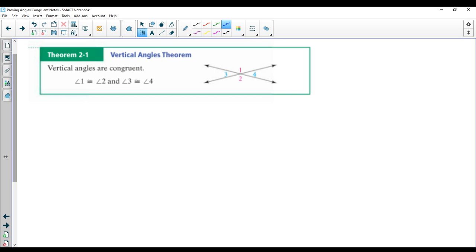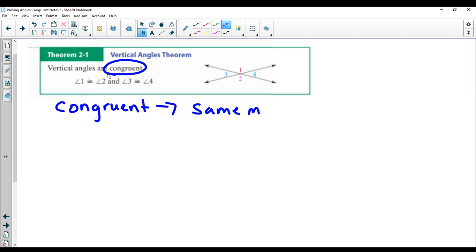vertical angles theorem. It says vertical angles are congruent. So remember, if angles are congruent, that means they have the same measure. Okay, so in our picture up here, it says angle 1 is congruent to angle 2. So angle 1 is congruent to angle 2. And then angle 3 is congruent to angle 4.